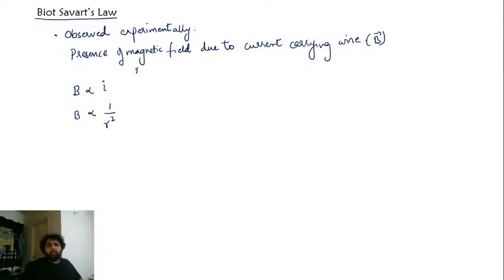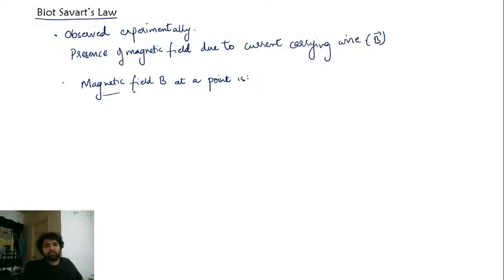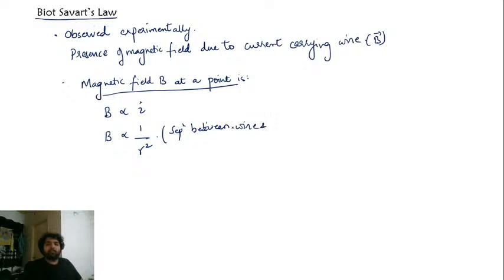So magnetic field B, let me rephrase the whole thing very neatly. The magnetic field B at a point is proportional to the current flowing through the wire, and it is also proportional to 1 by r square, where r is the separation between wire and point. Clear?